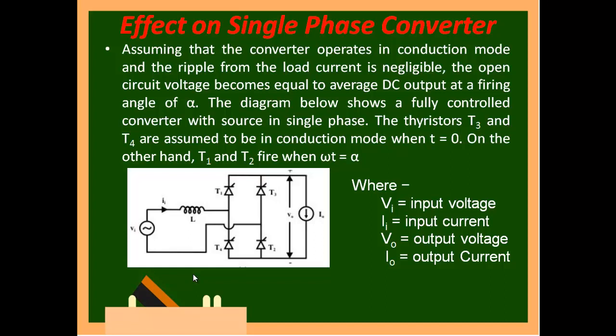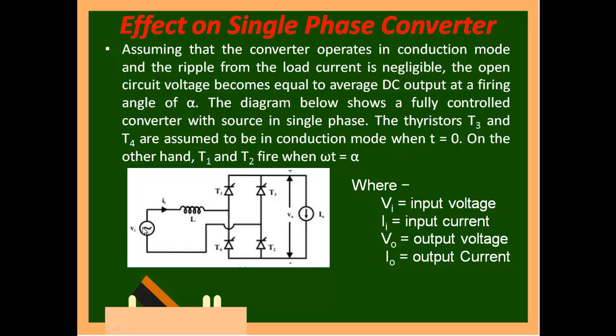The diagram below shows the fully controlled converter with the source in a single phase. Thyristors T3 and T4 are assumed to be conducting at time t equal to 0. During the positive half cycle these two are in conduction, and during the negative half cycle the other two are in conduction. So when you start at time t equal to 0, you are entering into the positive half cycle.